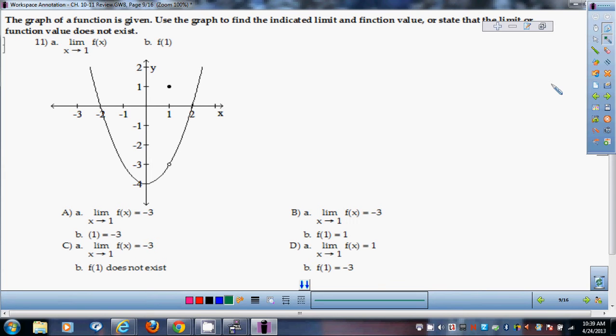Yes, it's right. Do you think that was a mocking clap? I'm not that mean. Did you read the directions? No. What does it look like? The limit is -3, but the actual function value is 1. Yes. They give you the x, you have to find the 1.